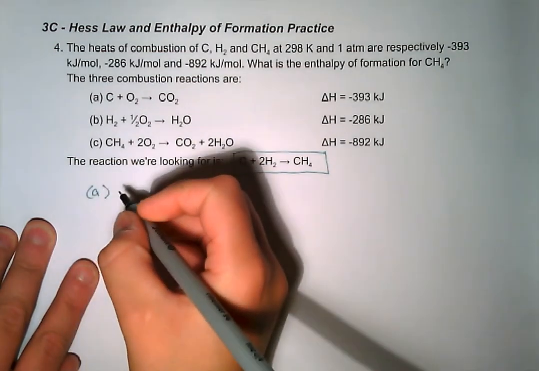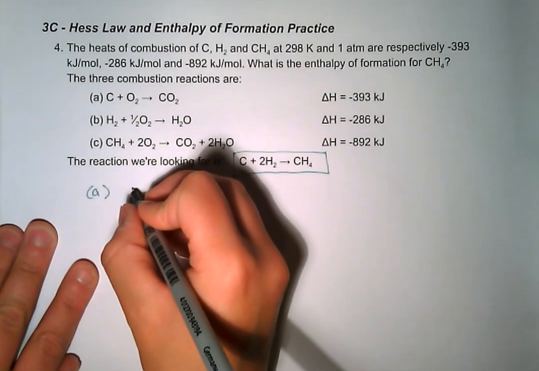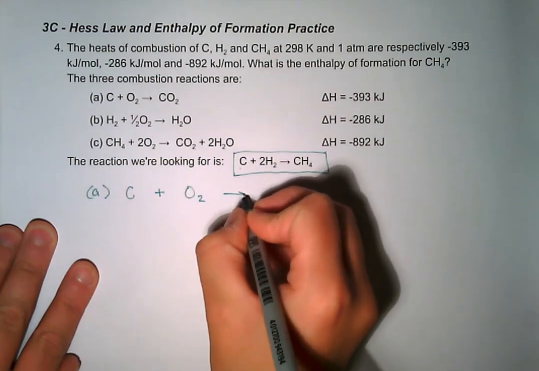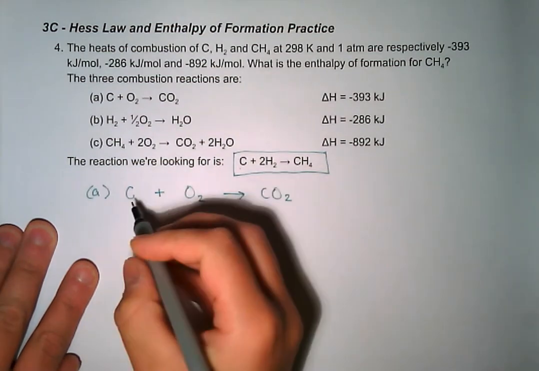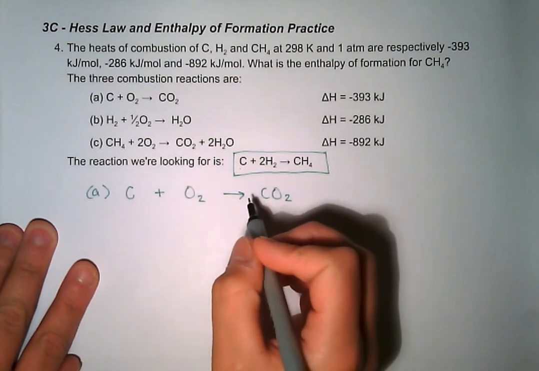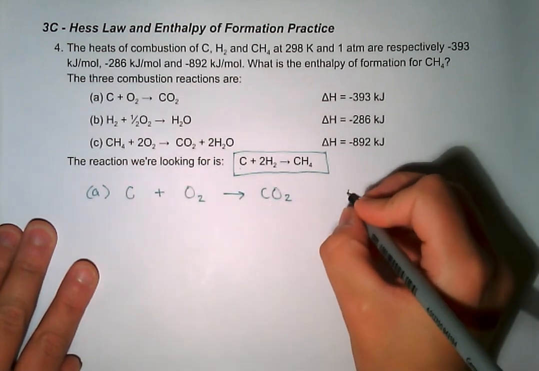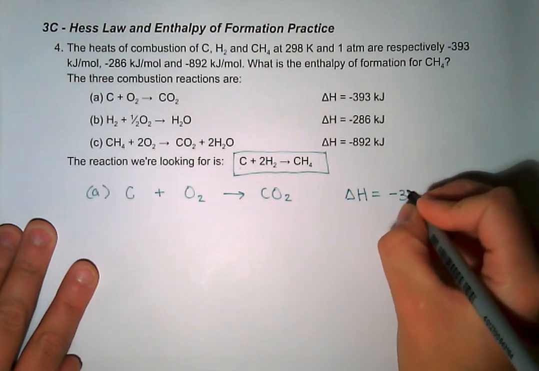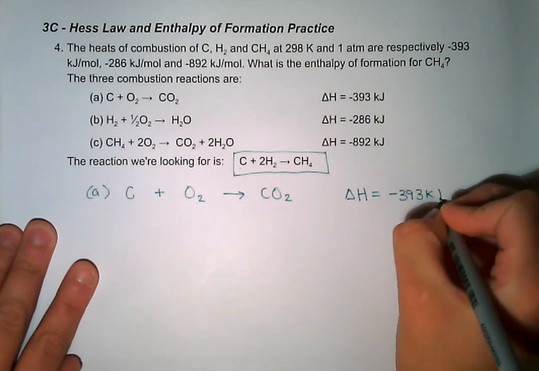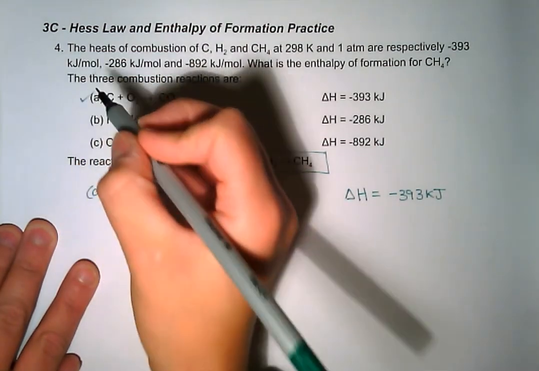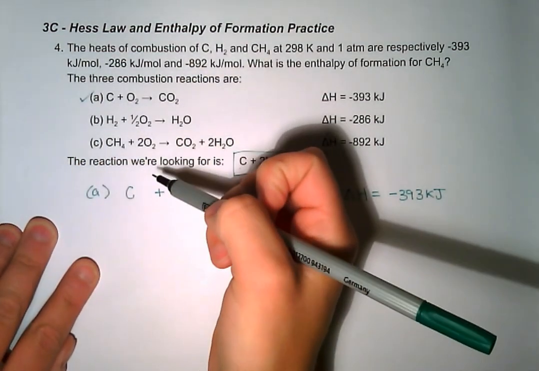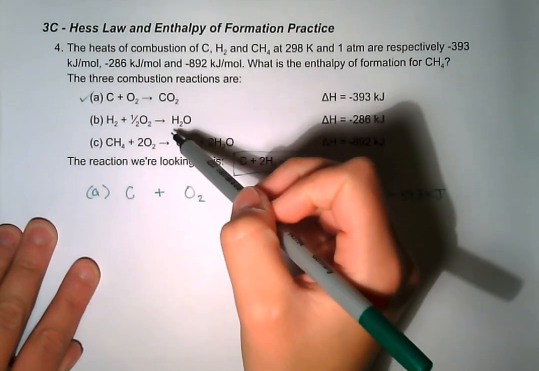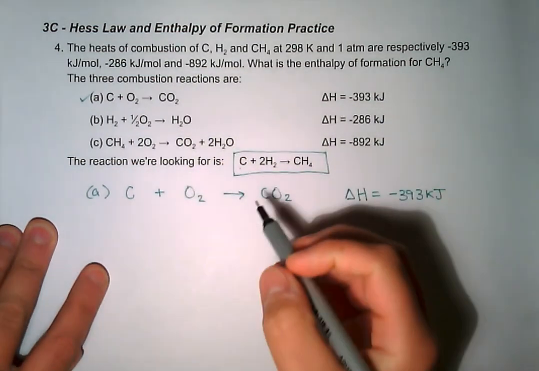So I'm going to go ahead and write reaction A, and I always like to keep them labeled to stay organized here. So I'm going to rewrite that. Carbon plus O2 gives me CO2. And because I didn't manipulate this reaction at all, the delta H value doesn't need to be changed at all. So my delta H is still negative 393 kilojoules. And then I'm going to check that one off, so I know that I've already used that one once. And it's most likely that I'm going to use each of these reactions one time in this problem.